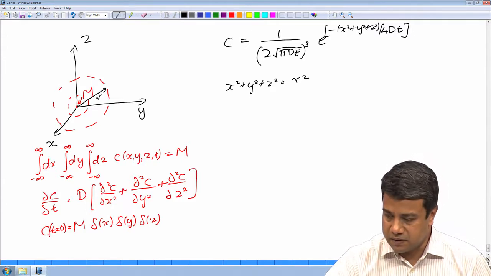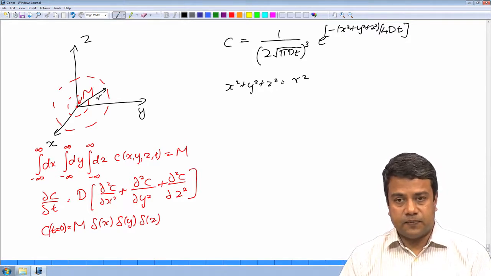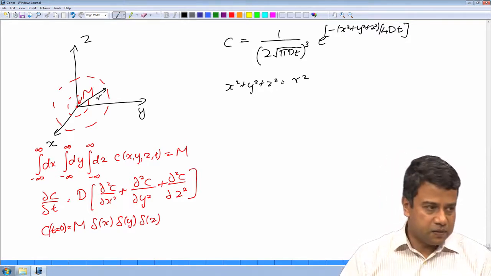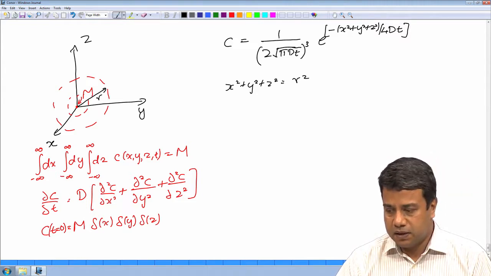Okay, you can see it over here. 1 over t to the 3/2, because it is spreading in 3 directions. In the previous case it was spreading only in 1 direction, therefore it was going as 1 over t to the half.